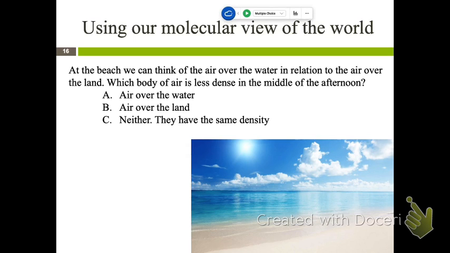Okay, so now that we've read the question right, and we know that air over the land is less dense, why? Go ahead and talk to someone around you. Try to think about, justify why. Heat waves? Heat waves, that's it.